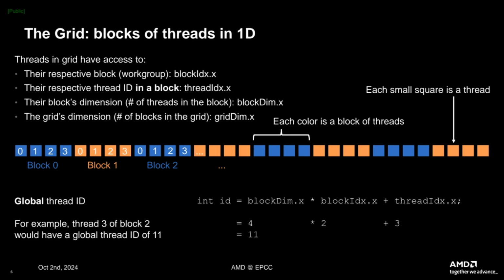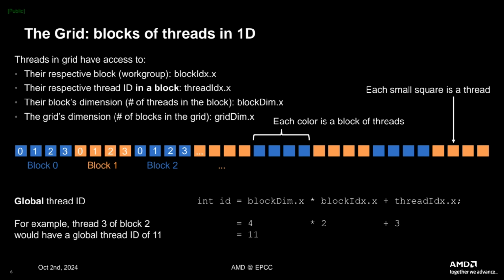So this picture here is just the simple schematic of how a 1D thread grid would look. We have different blocks that are marked with different colors, blue or orange, and each block is composed of 4 threads in this picture, and the blocks make up your 1D grid.